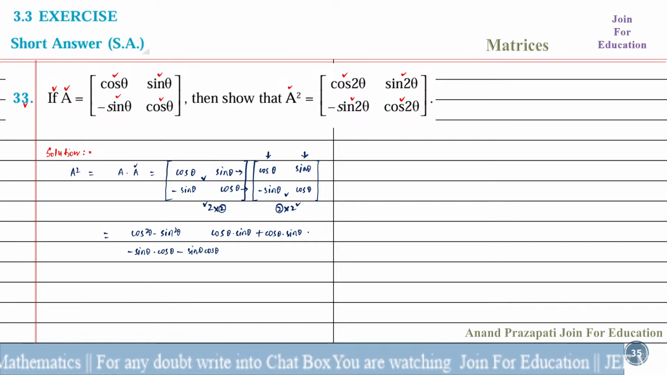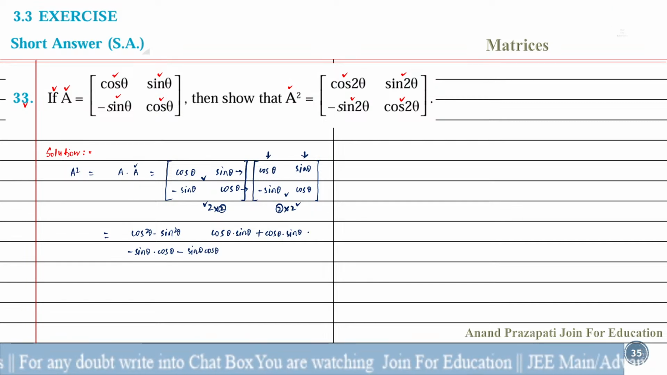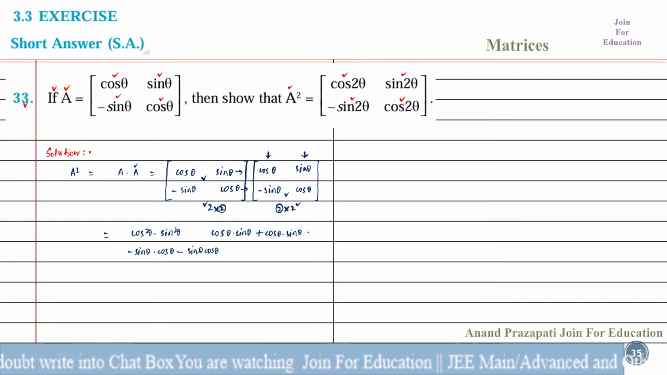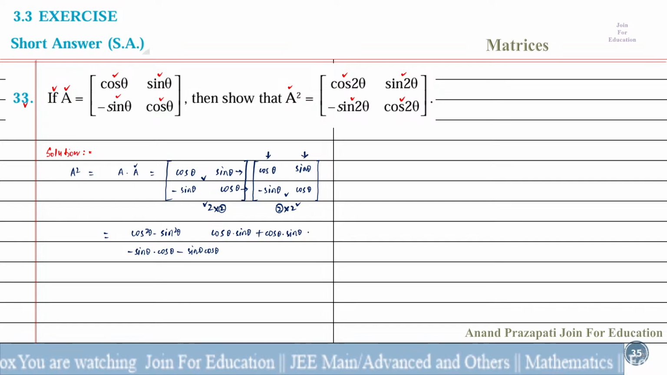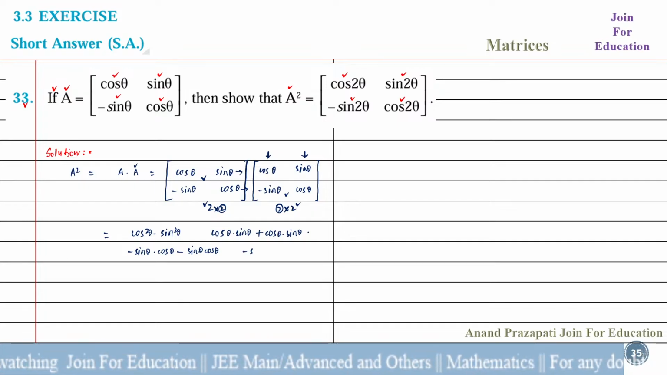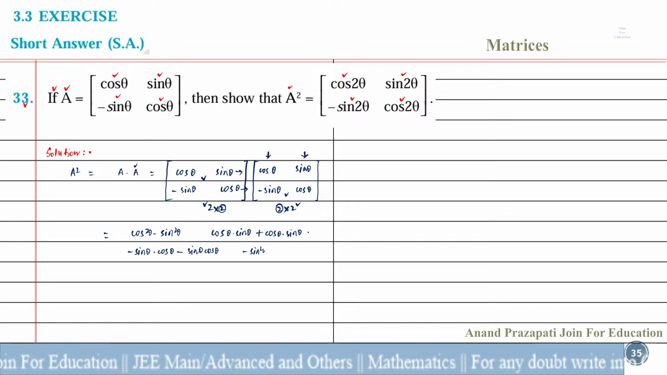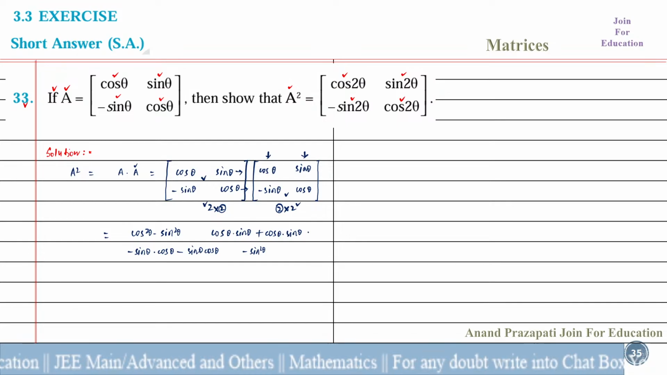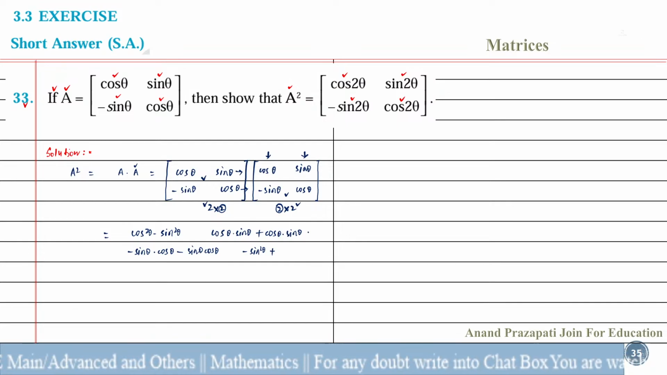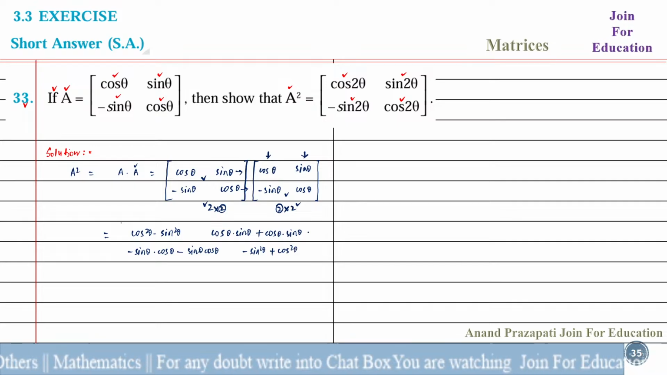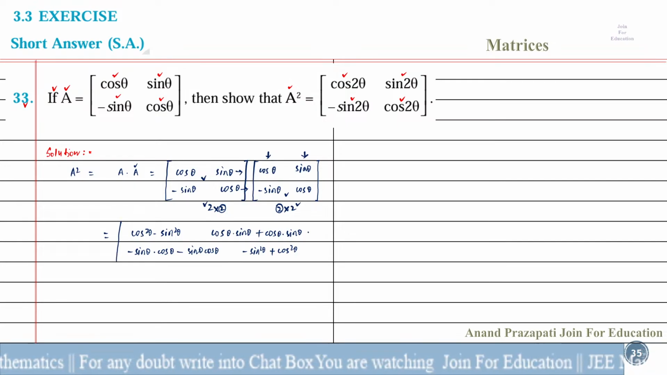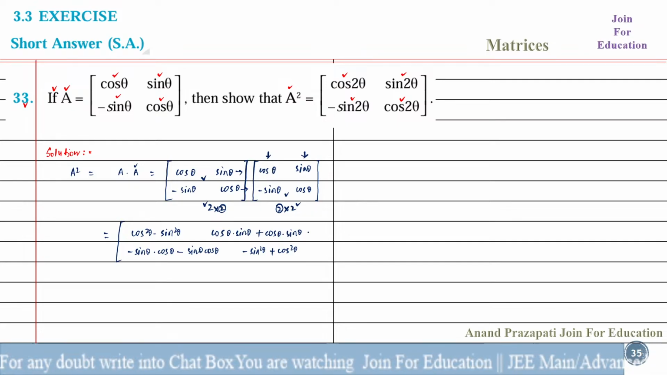cos theta. And second row along second column, then we get minus sin theta into sin theta equal to minus sin square theta, cos theta into cos theta equal to, we write down here plus cos square theta. Of that there is no problem to understand up to this step.